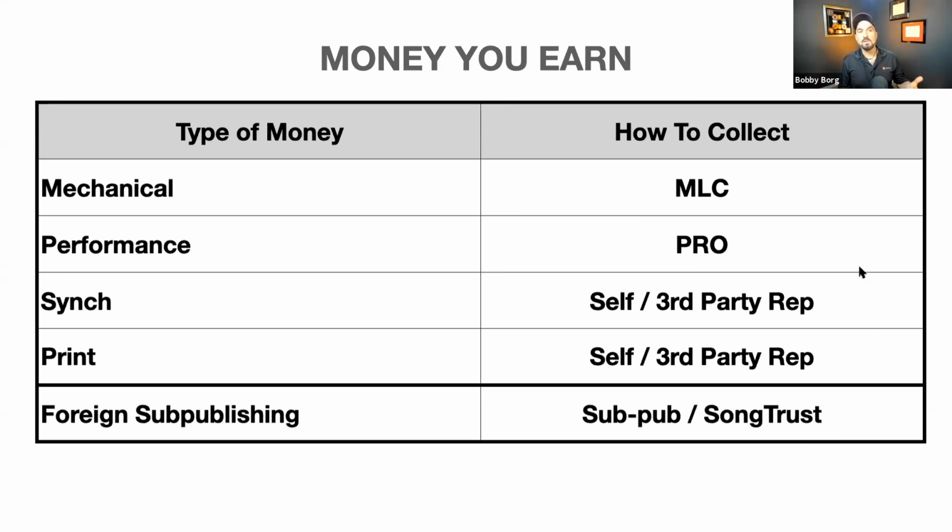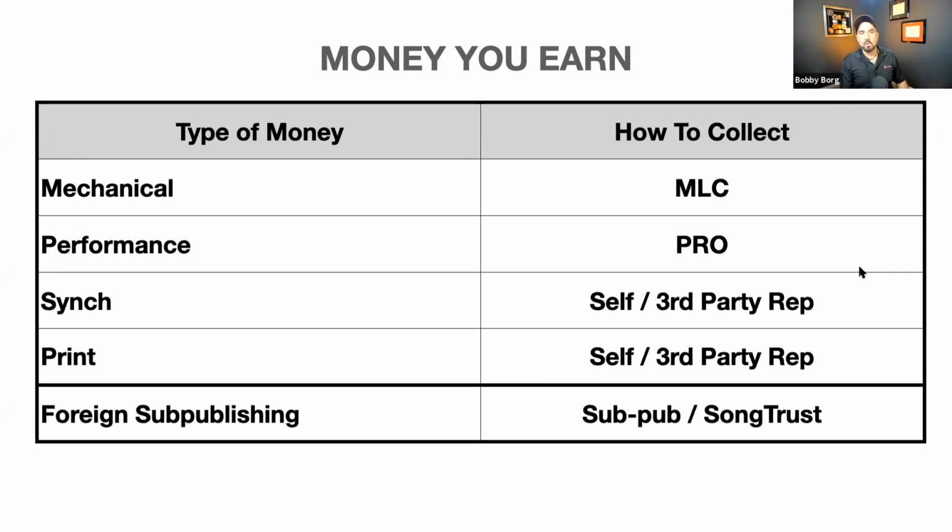Now, when these 4 food groups are used in the digital space, oftentimes they're referred to as electronic transmissions, and sometimes they're separated and talked about in a different way, because the methods of collecting and how they are paid are different.